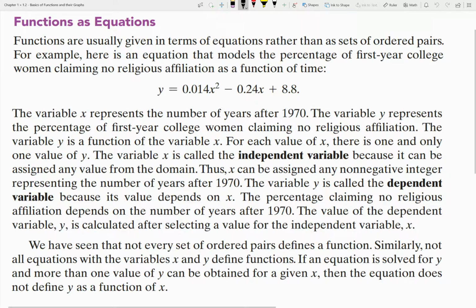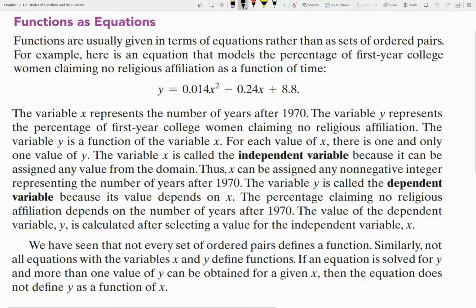y is equal to 0.014x squared minus 24x plus 8.8. If you just looked at that, you should be able to tell that yes, that is a function. The variable x represents the number of years after 1970. The variable y represents the percentage of first year college women. Every x gives you one answer. Every input gives you one output. And that is the definition of a function.